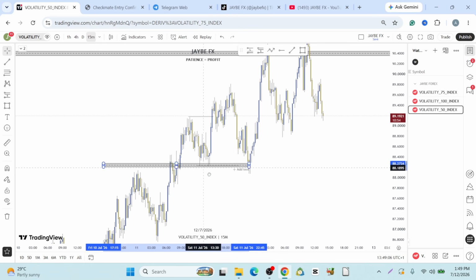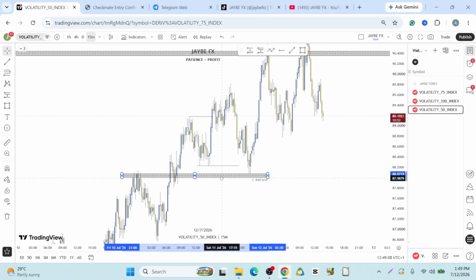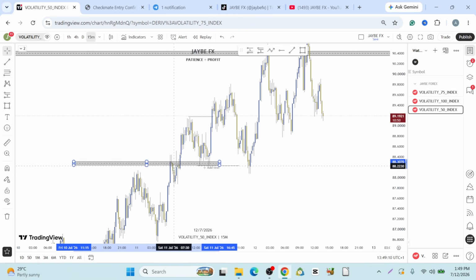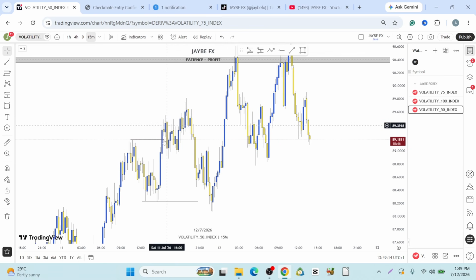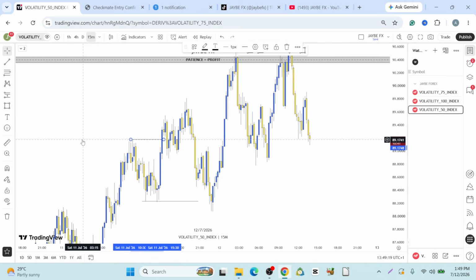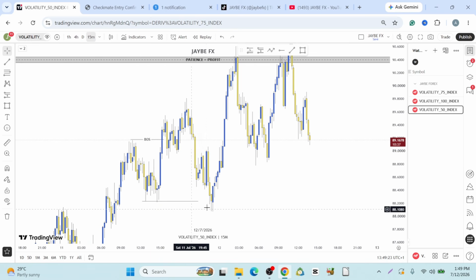If we remove this key level, which is support and resistance, let me delete it. Let's assume we want to mark our breakout structure of this move. We'll call this a break of structure right here. Then the swing low of that entire movement is this, as you can see.